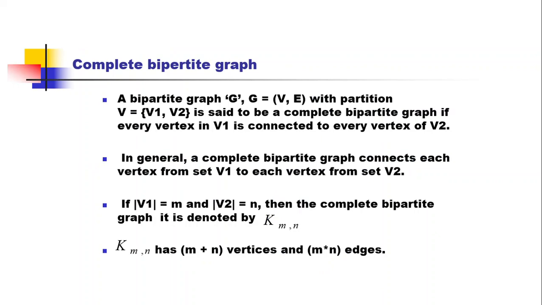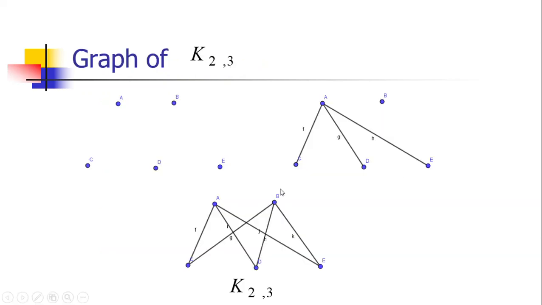There is one result: Kmn has m plus n vertices and m into n edges. By using this you can check how many vertices are in the graph and how many edges are needed to create a Kmn. K23 means 2 plus 3, so 5 vertices will be in this graph, and 2 into 3, the product, is 6. So there are 6 edges needed to create the K23 graph. You can check that there are 3 edges from vertex A and 3 edges from vertex B, so the total number of edges is 6.